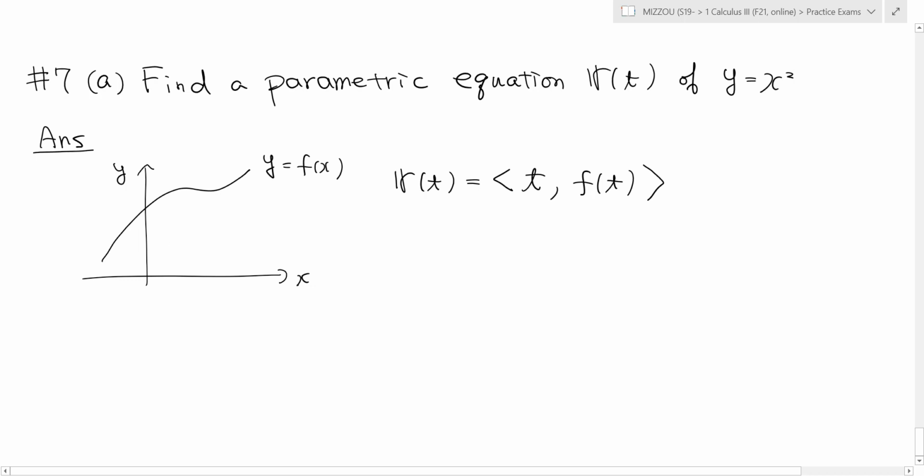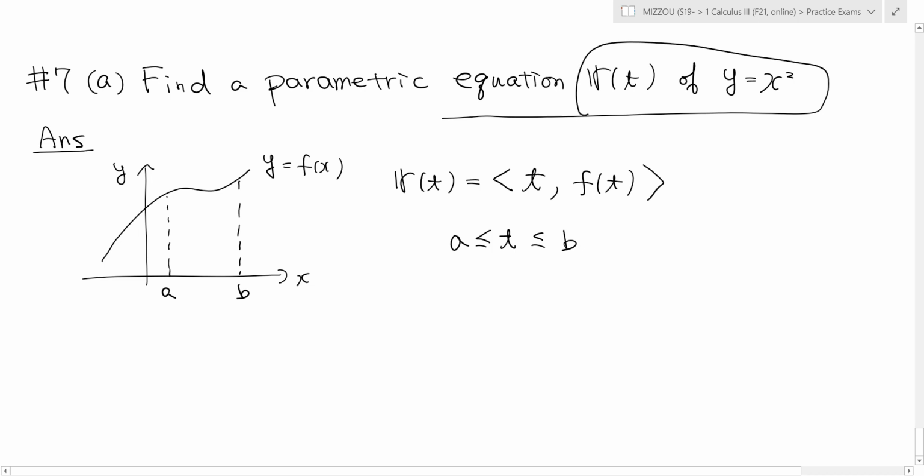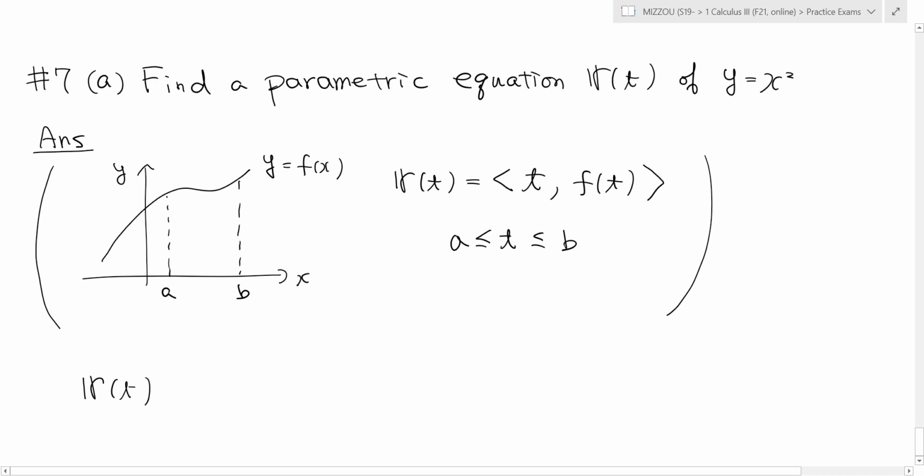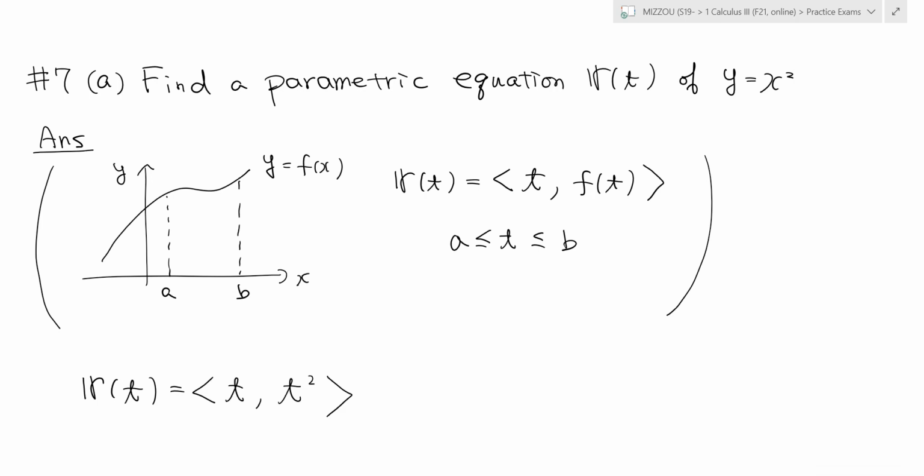And then if you are specified some finite region for x, t would be between a and b, like this. So that's the general formula. And this is just a special case. Our problem is a special case. And this problem doesn't specify the range for t. So this is just a remark in parentheses. So the answer is, r of t is t, f of t, but f of x is x squared, so this is t squared.